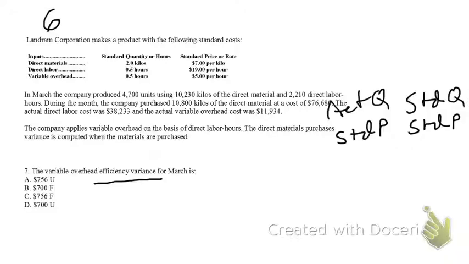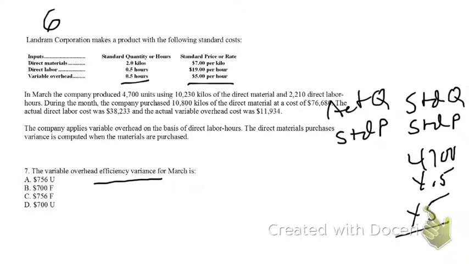Now let's go ahead and figure out the standard quantity, and I'm looking for an overhead. So it's a half an hour, and the standard rate is $5, so my price is $5. They produced 4,700 units, so I'm going to take the 4,700, multiply it times 0.5, because each one should take a half an hour, and then multiply it times 5. That will give me 11,750.